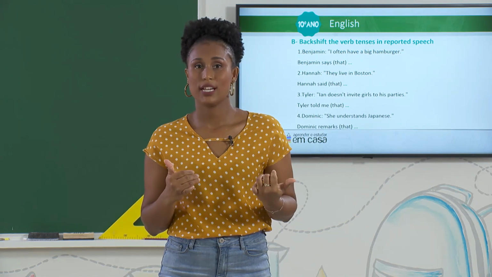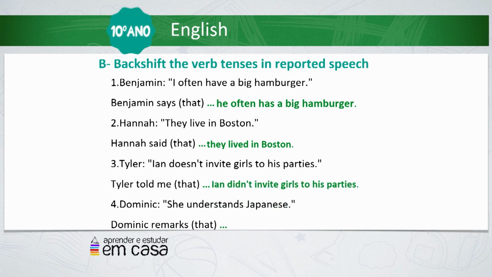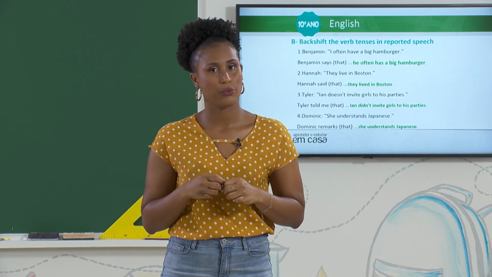So, students, let's correct this exercise with me. Yes. First one, Benjamin, I often have a big hamburger. Benjamin says that he often has a big hamburger. 2, Hannah, they live in Boston. Hannah said that they lived in Boston. Good. 3, Tyler, Ian doesn't invite girls to his parties. Tyler told me that Ian didn't invite girls to his parties. The last one, Dominic, she understands Japanese. Dominic remarks that she understands Japanese. Good, very well. I'm very proud of you, students, that you understand this and you did this very well.